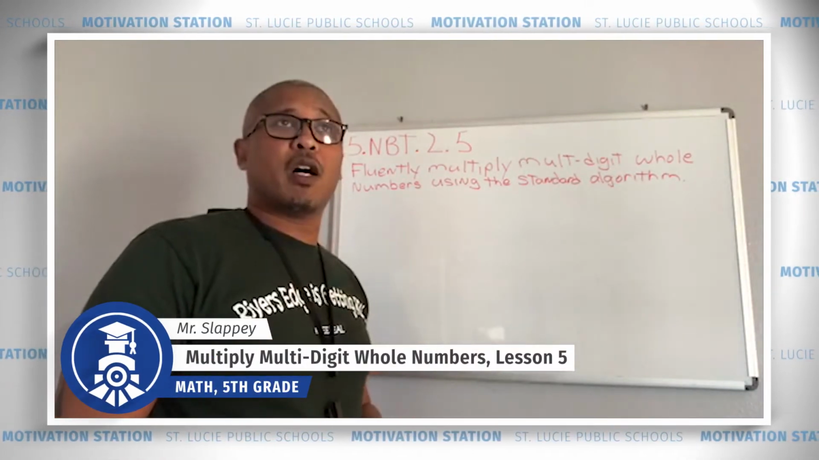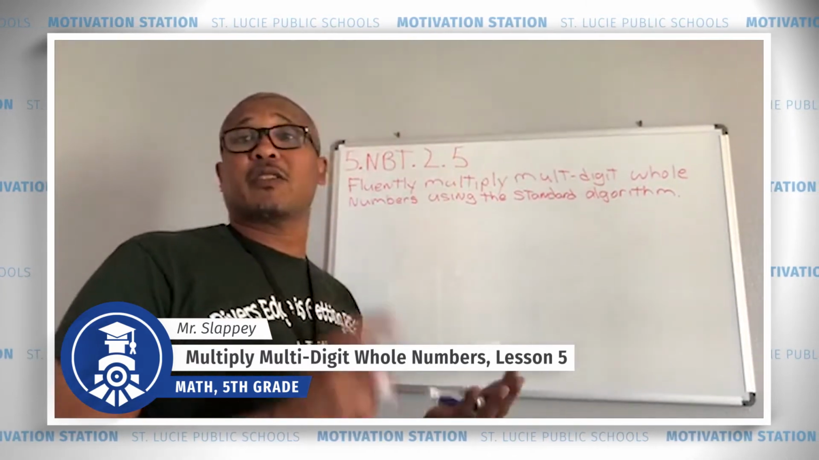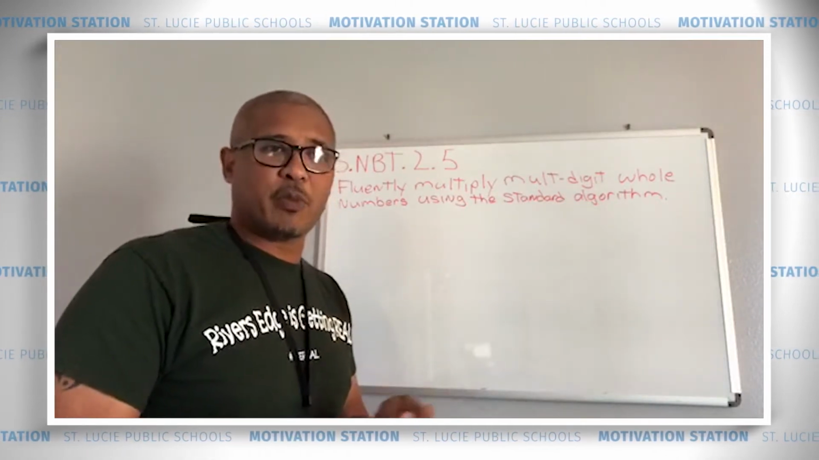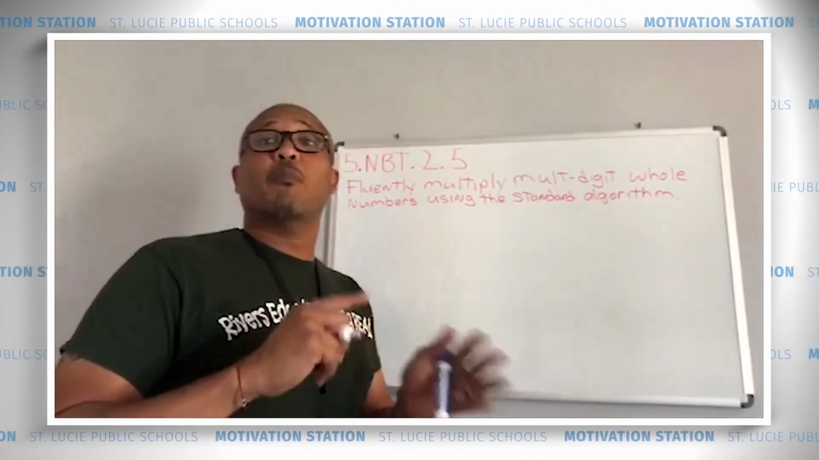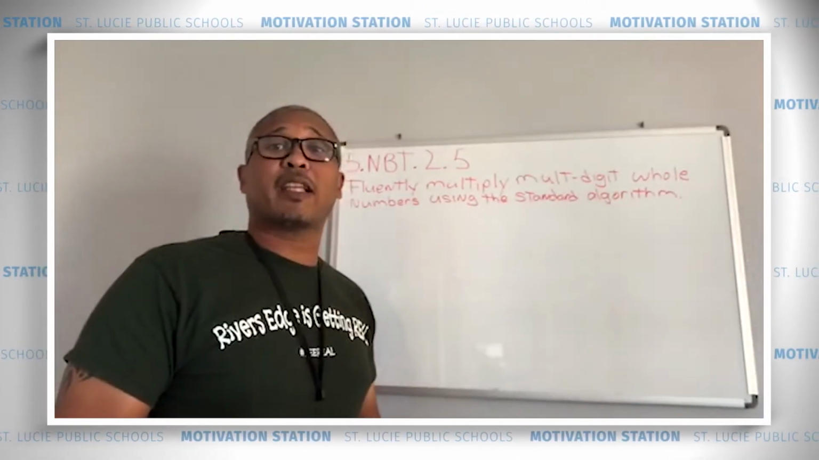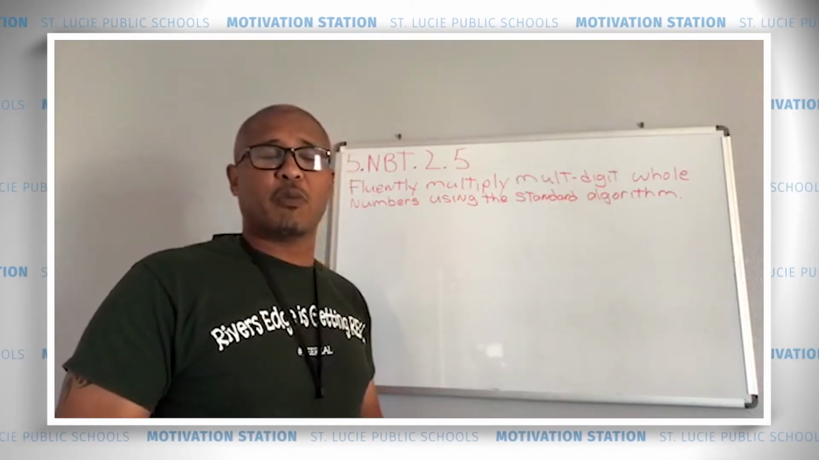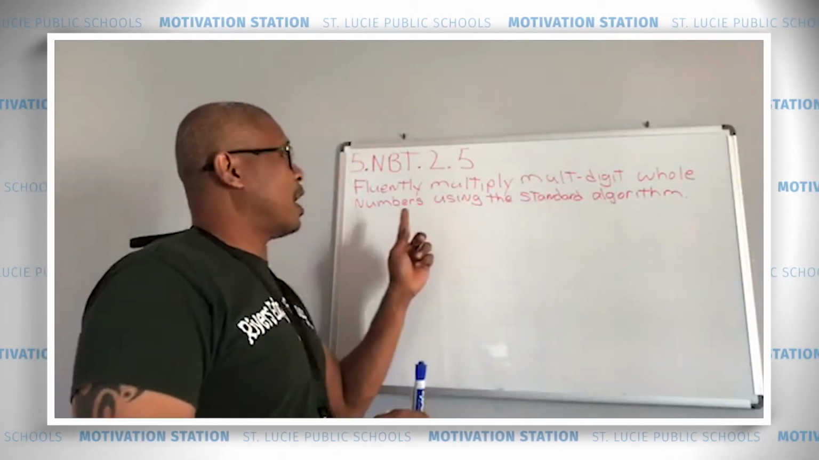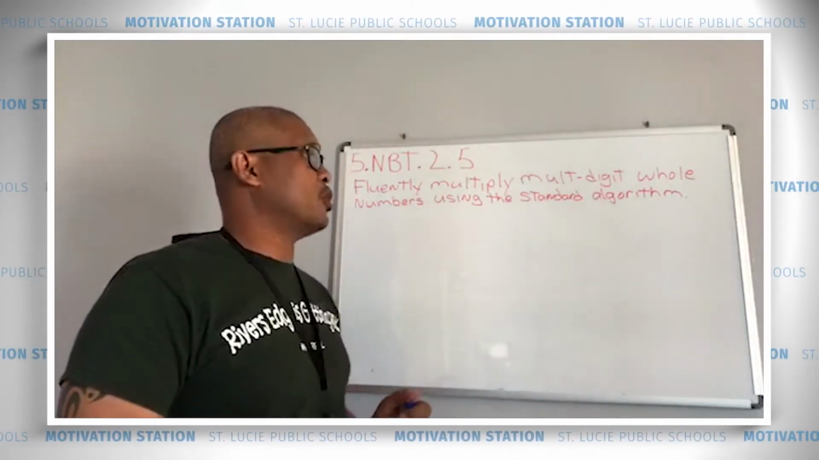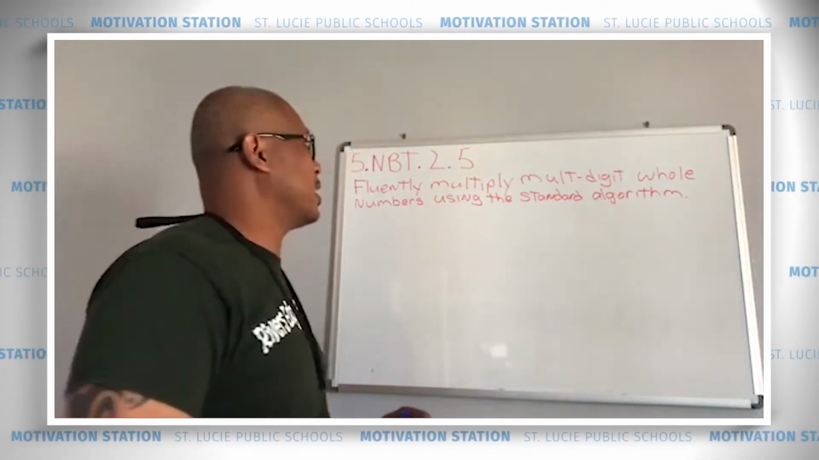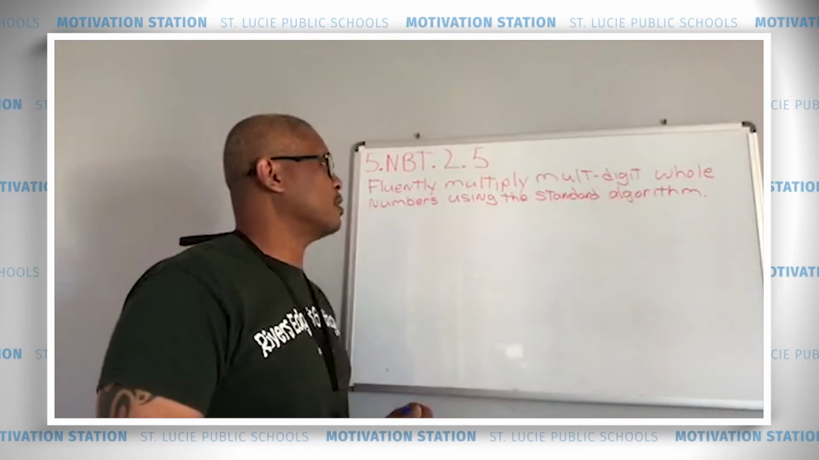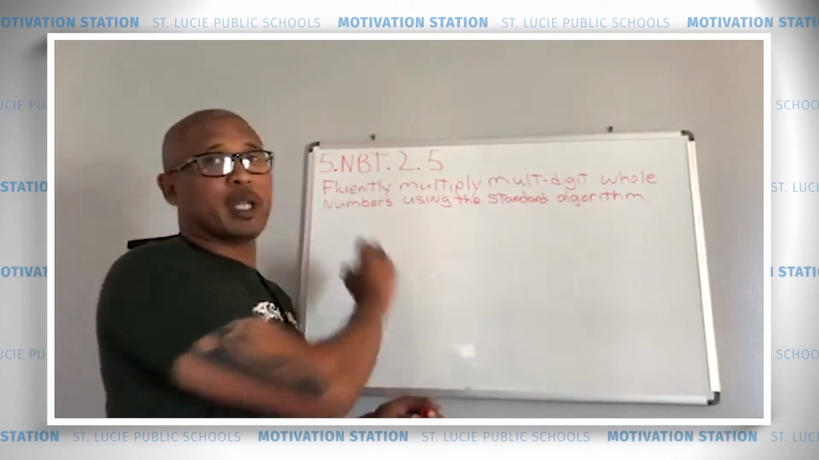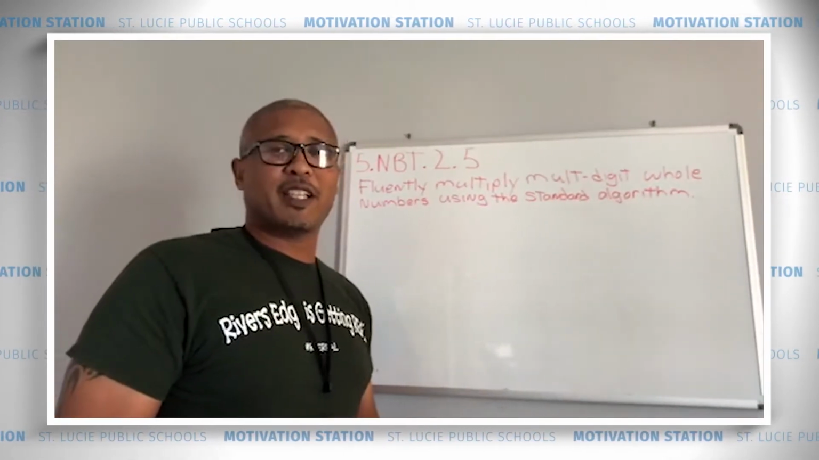We've been working on conversions, whether that's converting customary units of measurement or metric units of measurement. We've been working on multiplying, dividing, adding, and subtracting decimals for the past month or so. Well, now we get to go all the way back to multiplying multi-digit whole numbers using the standard algorithm. That is 5.NBT.2.5. Not only is it multiplying multi-digit whole numbers, but it's fluently multiplying multi-digit whole numbers.